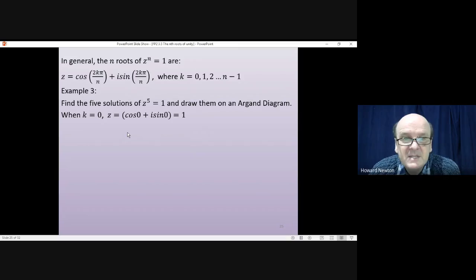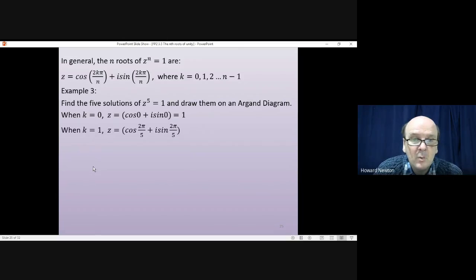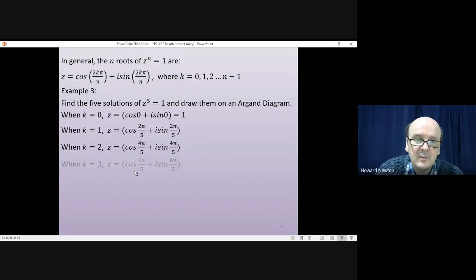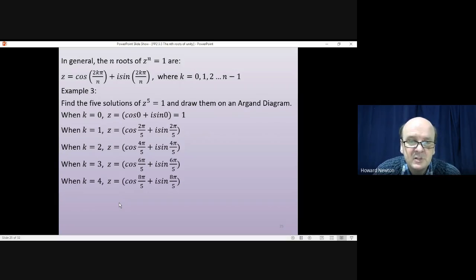So when k is equal to 0, in this case, we'll get cos 0 plus i sine 0, which equals 1, which always happens when k is 0. When k equals 1, we'll get z equals cos 2 pi divided by 5, because n is equal to 5 in this example, plus i sine 2 pi over 5. When k equals 2, we'll get the same thing with 4 pi over 5. When k equals 3, same thing with 6 pi over 5. And the final solution, when k equals 4, we'll have 8 pi over 5.